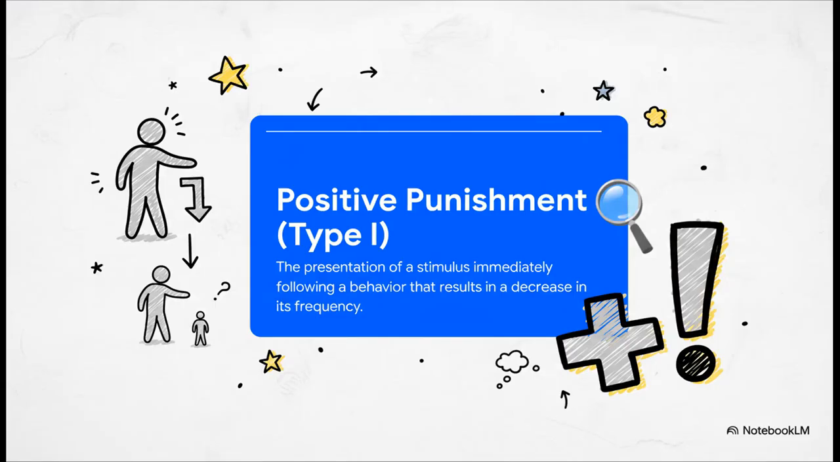Okay, here's the more technical version. It's the presentation or the addition of a stimulus right after a behavior happens. And what's the result we're looking for? A decrease in that behavior over time. You might see this called type I punishment on the exam, but just burn this into your brain. Positive means you present something, you add it in.